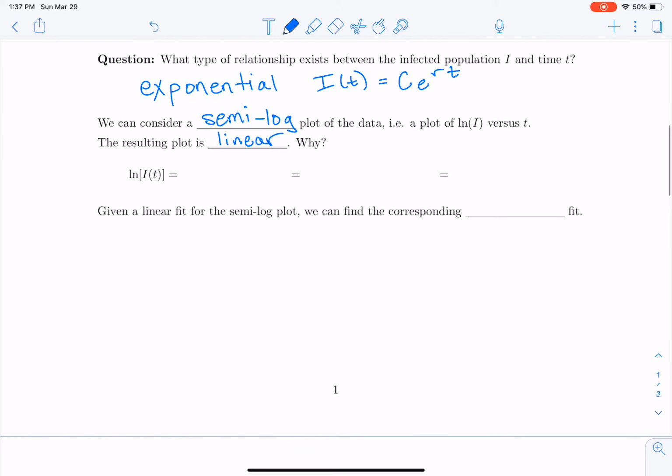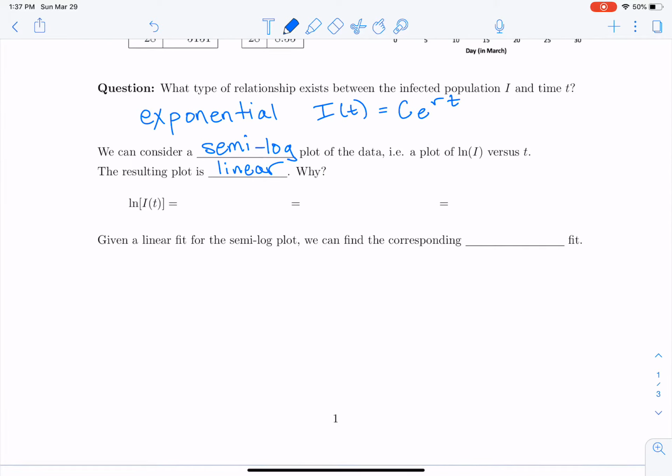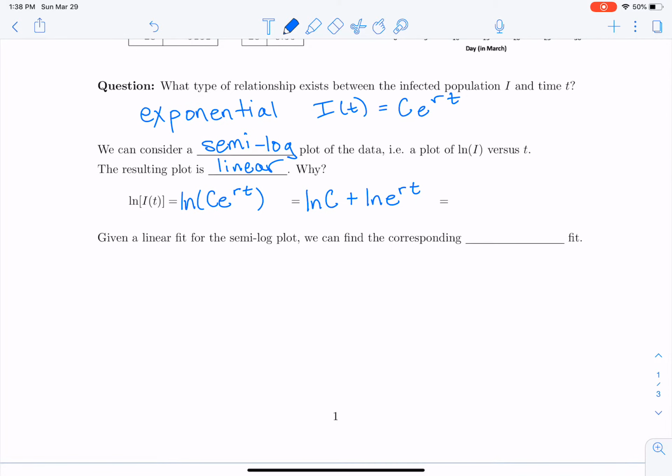We're going to say that I is given by that exponential relationship. Then the natural log of I is the natural log of c e to the rt. From properties of natural logs, that's the natural log of c plus the natural log of e to the rt. And so we can write that as the natural log of c plus r times t. So there is a linear relationship between natural log of I and t. In fact, we can think of the natural log of c as our beta 0, and r as our beta 1.